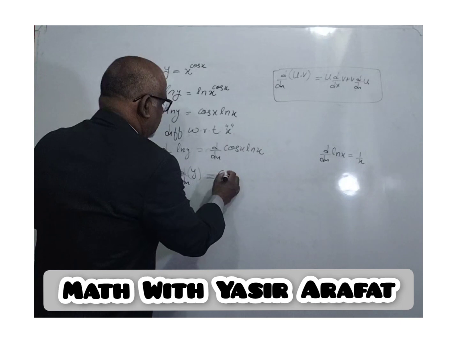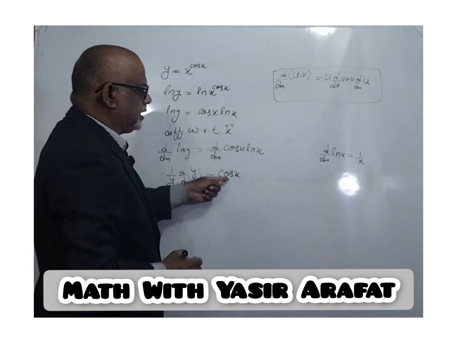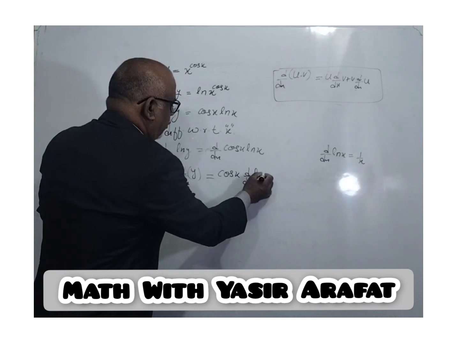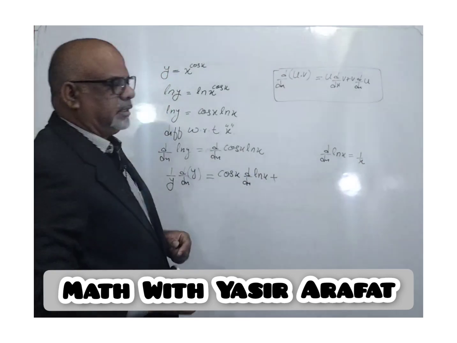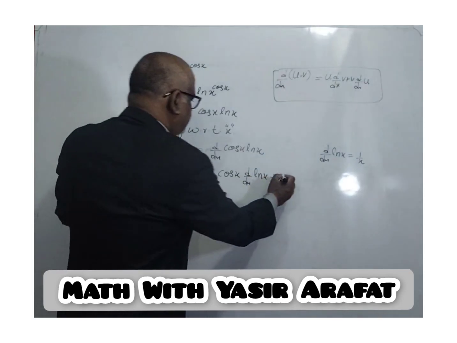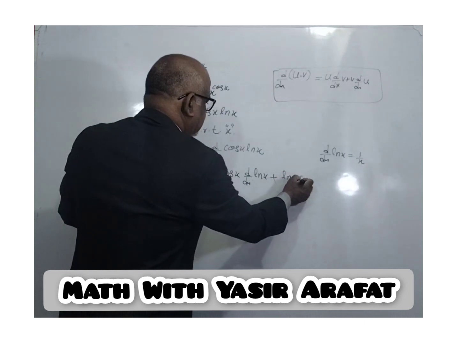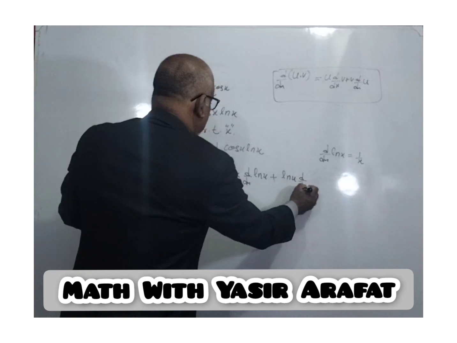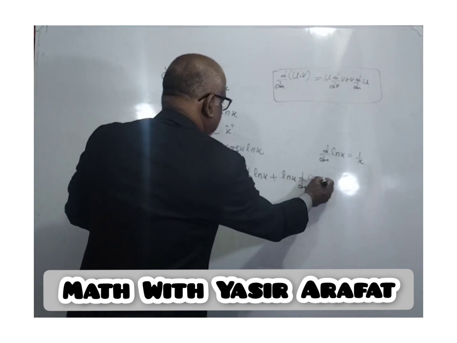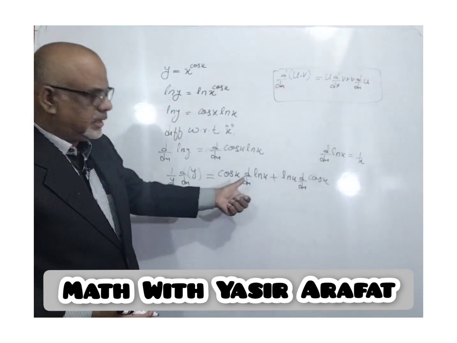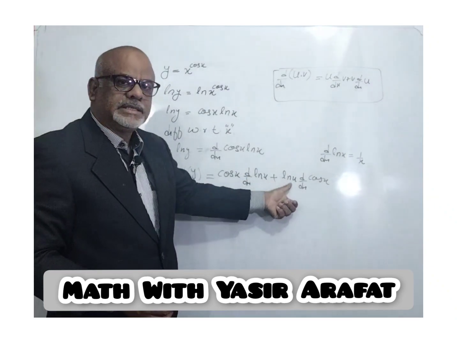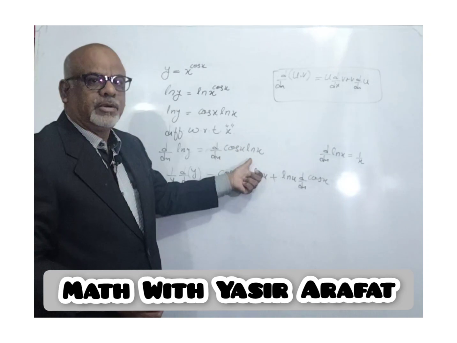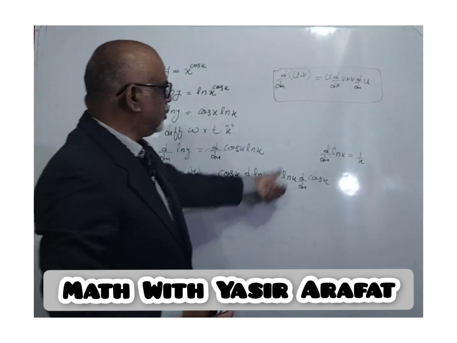So this is u as it is, that means cos x as it is, derivative of ln x. Then ln x as it is, derivative of cos x. U as it is, derivative of v, plus v as it is, derivative of u, because these two functions are in product form, so therefore we have to apply the product rule here.